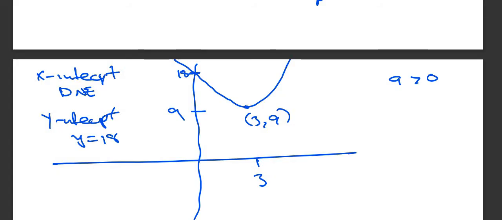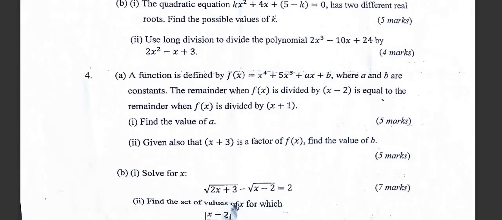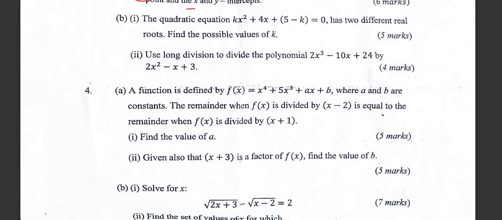So this is the correct answer to number 3A. That's what was needed for the whole 11 marks. Just showing everything at once would have been better. Then the last question on number 3: they're saying the quadratic has two different real roots. Find the possible values of k.